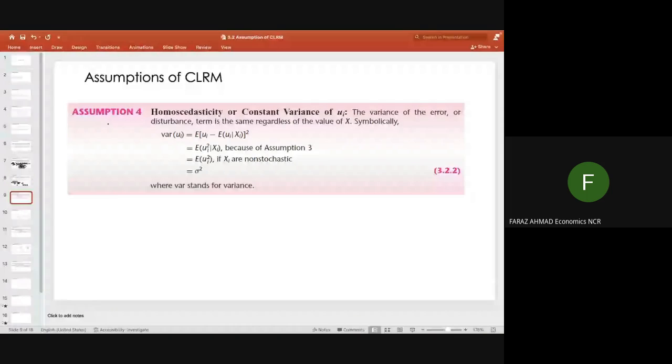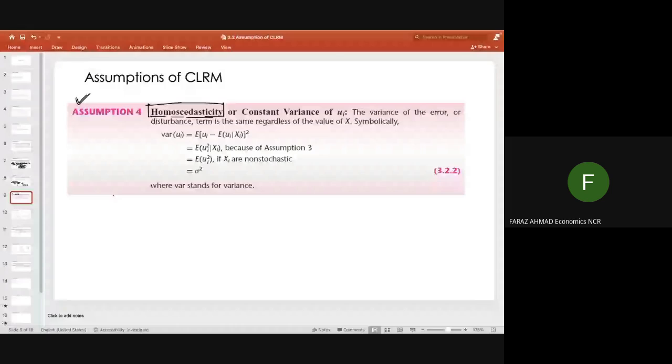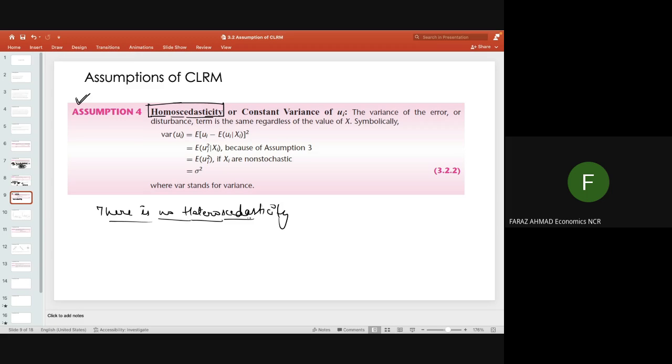Today we'll talk about assumption 4, which says that there is homoscedasticity, or in other words, there is no heteroscedasticity. So this is our assumption about the PRF, and we can call this the assumption about constant variance of the errors.